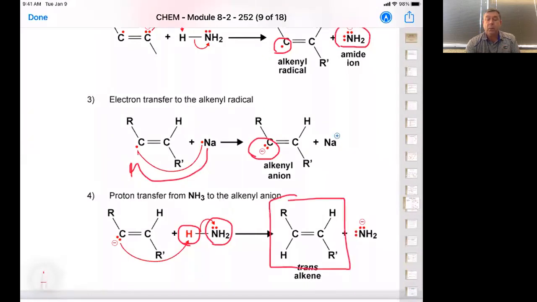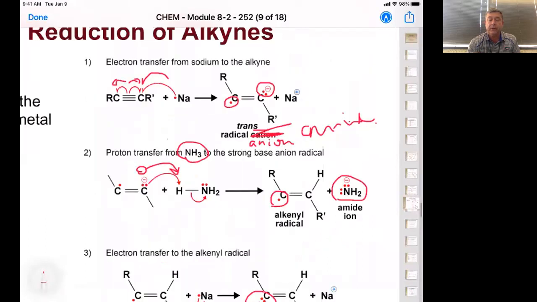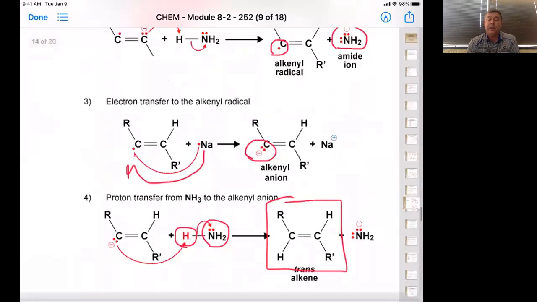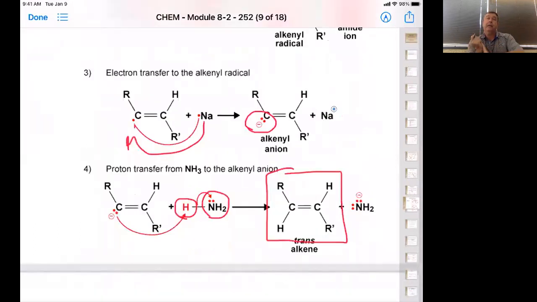But notice that once we formed this first trans radical anion species, those R groups don't move. They stay in that trans configuration through every step of the mechanism. And when it stays trans through that, we end up with the trans alkene at the end.